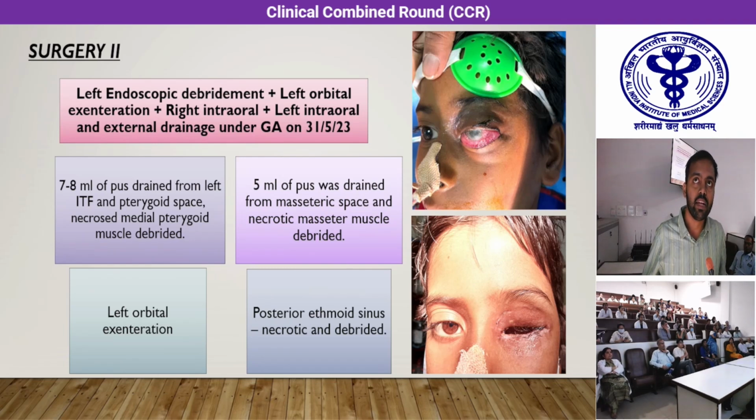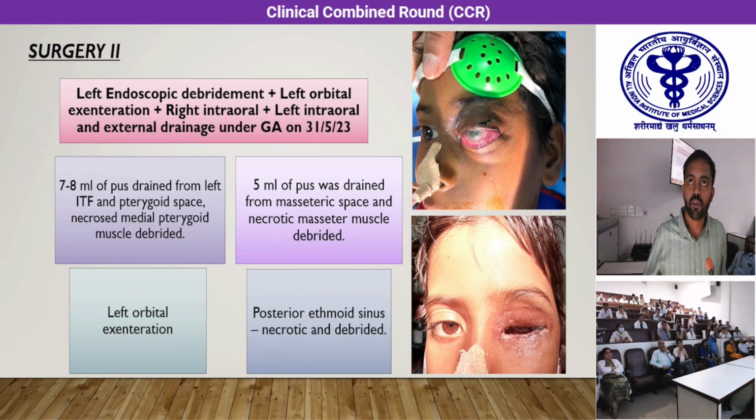So he underwent a left endoscopic debridement along with left orbital exenteration and debridement of the bilateral masticator space and left infratemporal fossa under general anesthesia on 31st May 2023.